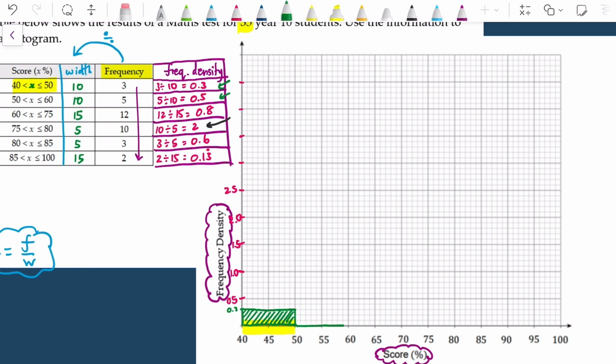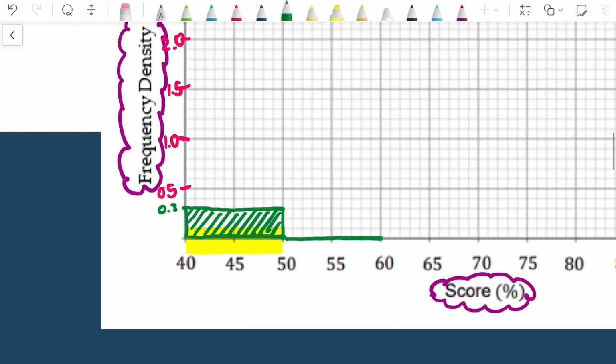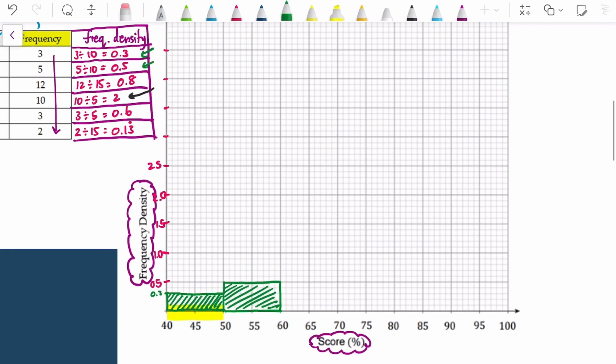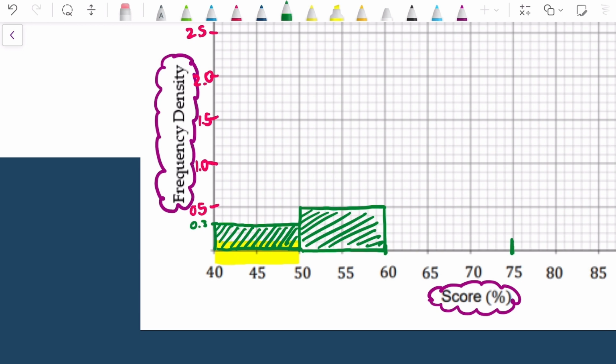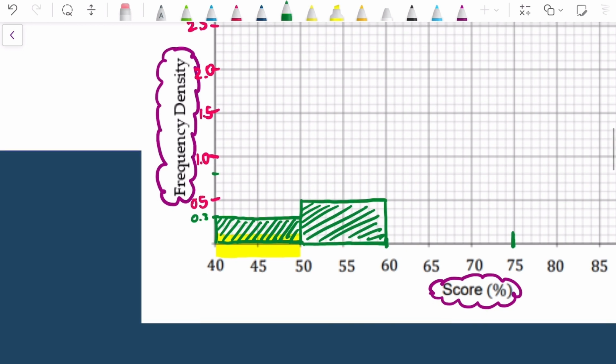The next bar, 50 to 60, is going up to 0.5. So I'm going to draw 50 to 60, and it has to go up all the way to 0.5. That's my next bar. There we go. Next bar is 60 to 75, so I'm going to go all the way from 60. Can make my little marks there, 60 to 75, and it goes up to 0.8. So I just look, 0.8 is there, so I'm very careful not to make a mistake. 0.8, there we go. That there is my third bar.